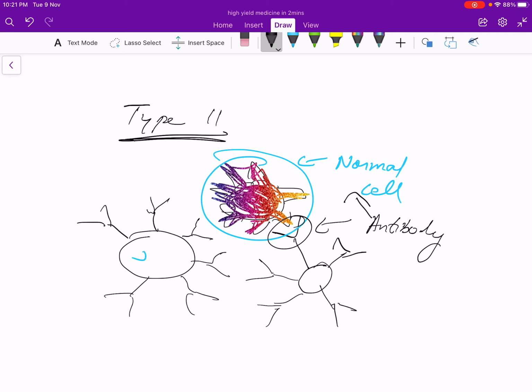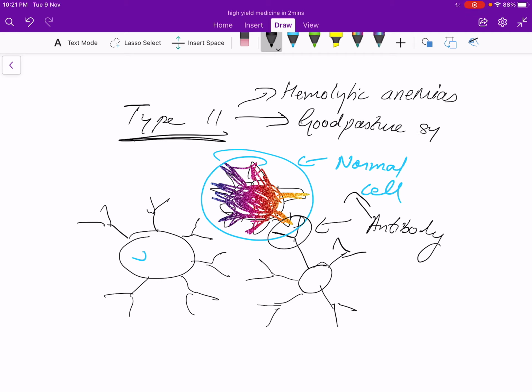That in a nutshell is type 2 hypersensitivity, that antibodies of your body go and attach themselves to receptors on normal cells. This could be RBCs. So the example could be hemolytic anemia, where RBCs are lysed by the antibodies going and attaching to them, or it could be the renal cell. The example of it could be Goodpasture syndrome. So that is type 2 hypersensitivity.